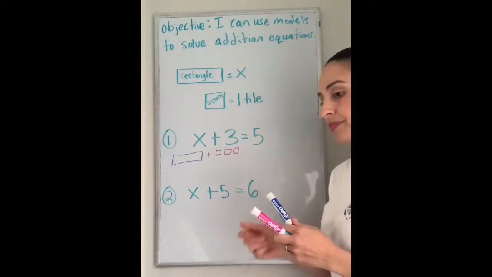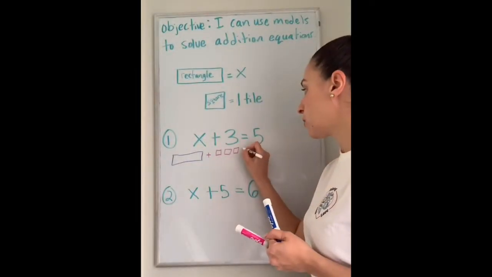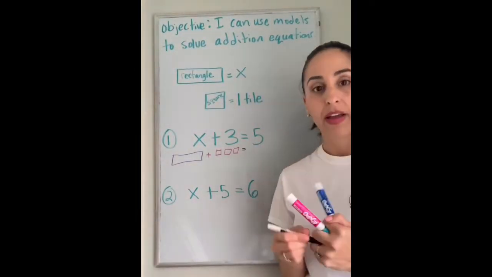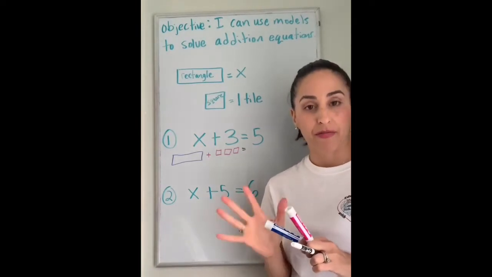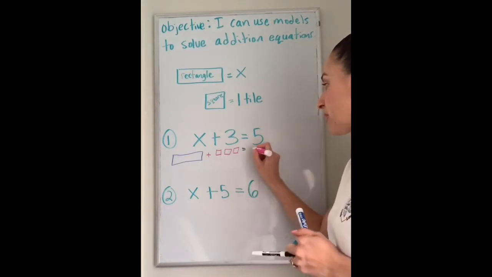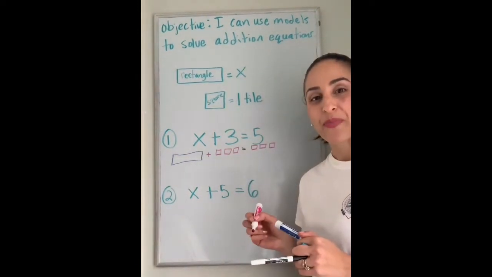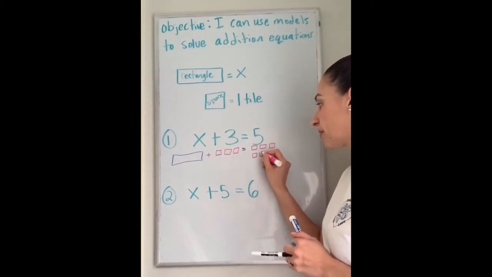Equals, let me use a different color, equals 5. Okay, so 5 tiles, 5 just squares. So here we go, we're gonna draw the 5 squares. Sorry, my phone got interrupted. So here we go. 1, 2, 3, 4, 5.